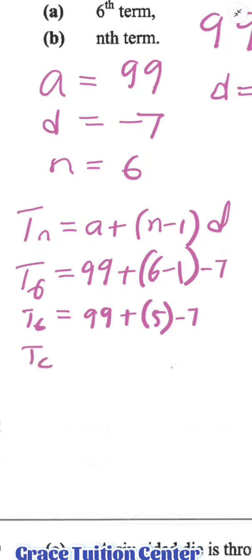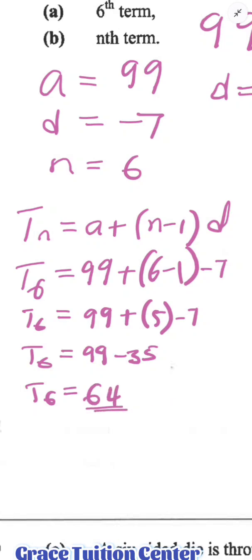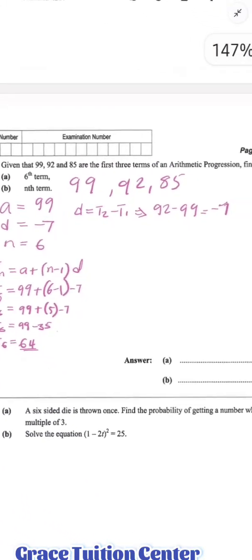So T6 is equal to 99 plus 5 times negative 7, which is negative 35. Positive times negative is a negative 35. So if you simplify that, what does it give us? We are looking at our value of T6 as 99 minus 35, which, if my maths is correct, we must have a 64 there.